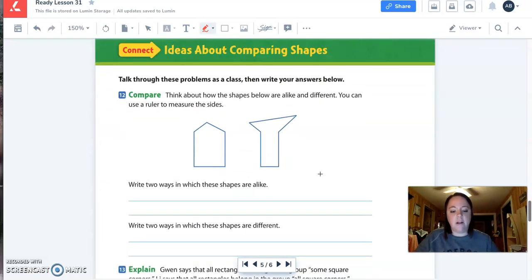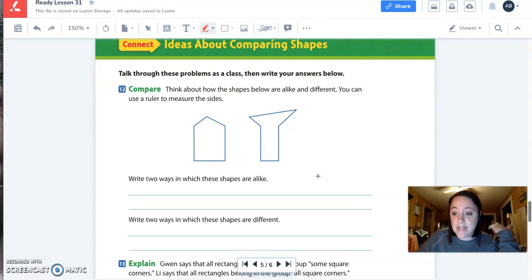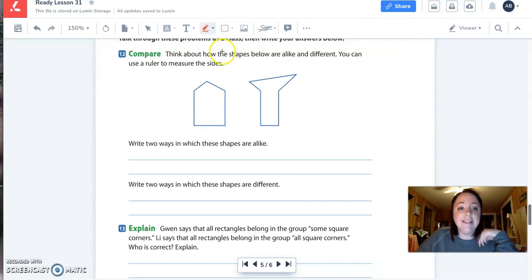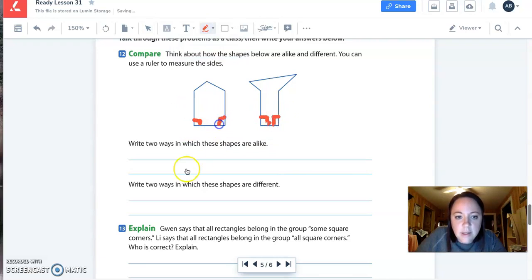Ideas about comparing shapes. All right, compare. Think about how the shapes below are alike and how they're different. You can use a ruler to measure the sides as well. Okay, write two ways in which these shapes are alike. How can we describe how these are alike? Well, let's look. It looks like they both have square corners, and I'm going to draw a little one right there, right there, right there, and right there.